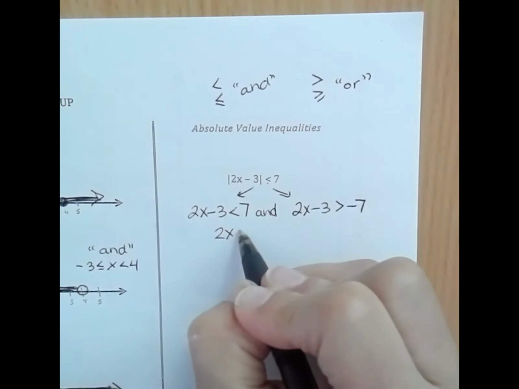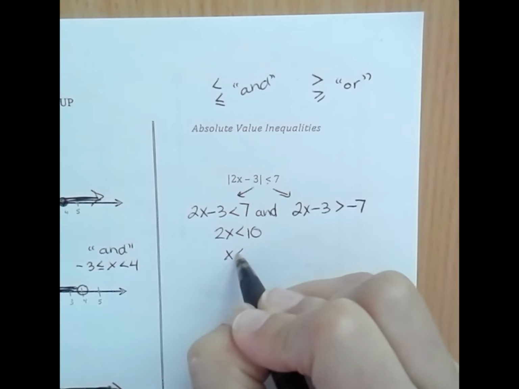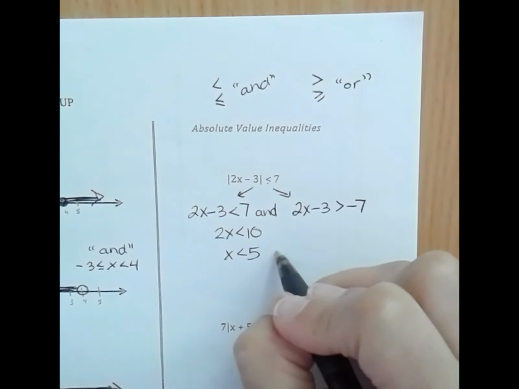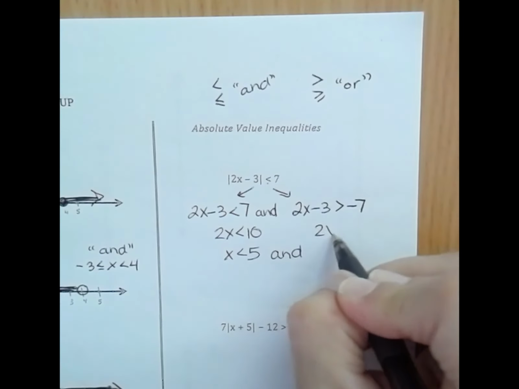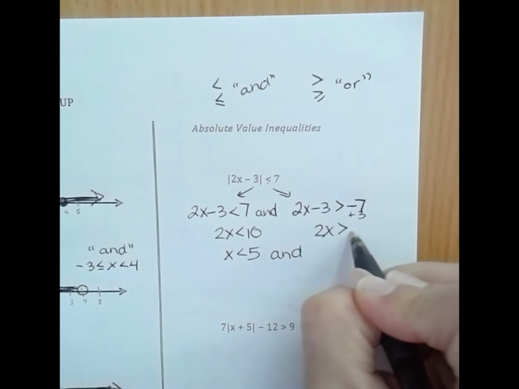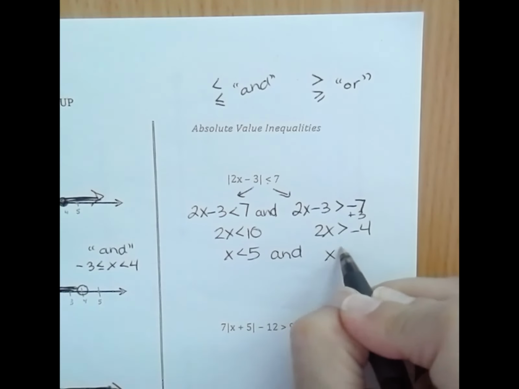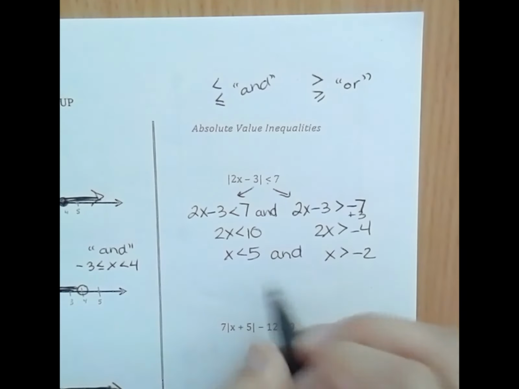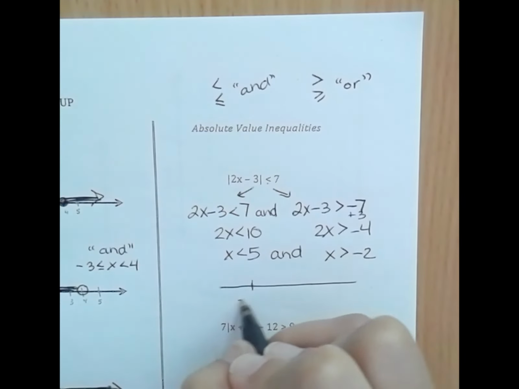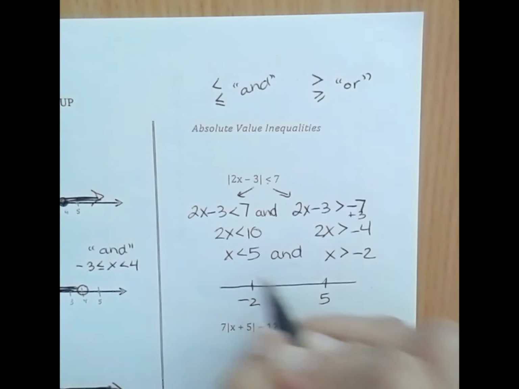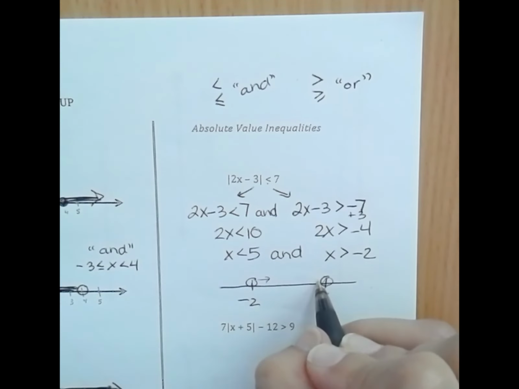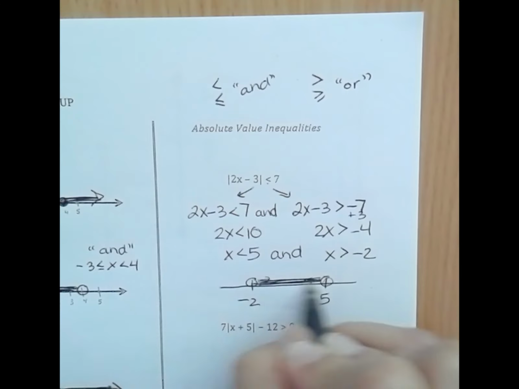All right, I'm going to solve these kind of quickly. All right, and then if we graph those, x is greater than negative 2, x is less than 5. So that would be what an and should look like.